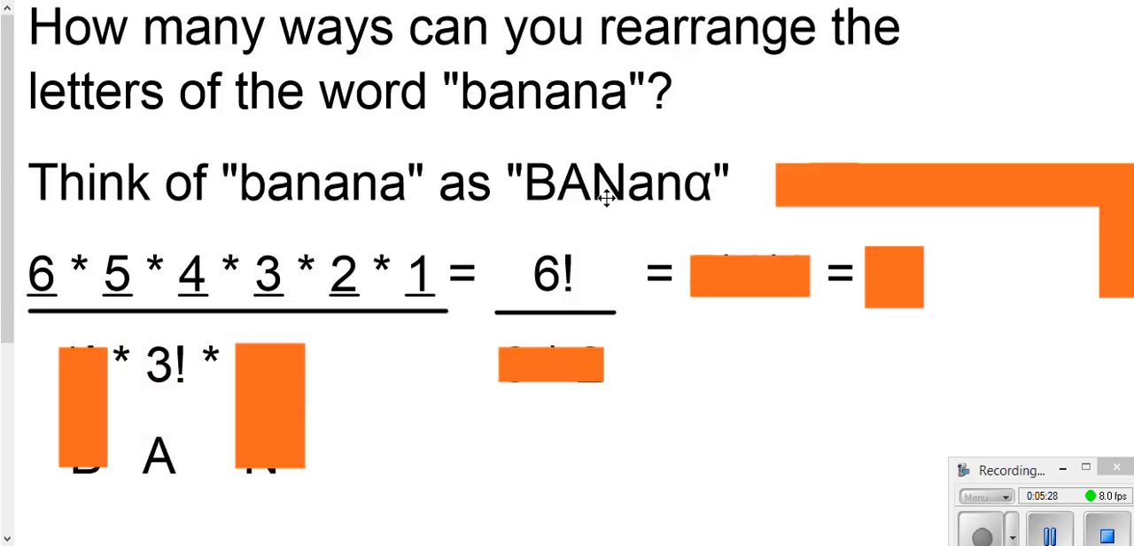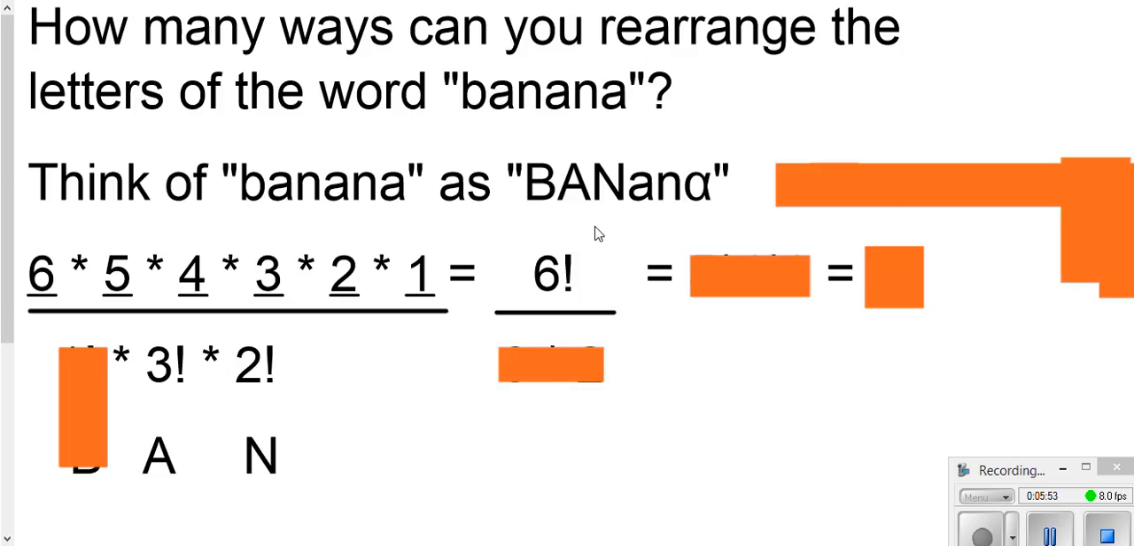Now you'll notice you also have n showing up. Well, you could have big N followed by little n, or little n followed by big N. So you've got to divide by 2. Now, if you look at it like we did with the A's, you'd have 2 n's. How many choices for the first n? 2. How many choices for the second n? Well, one's already been used, so you only have one choice. So that's 2 factorial.